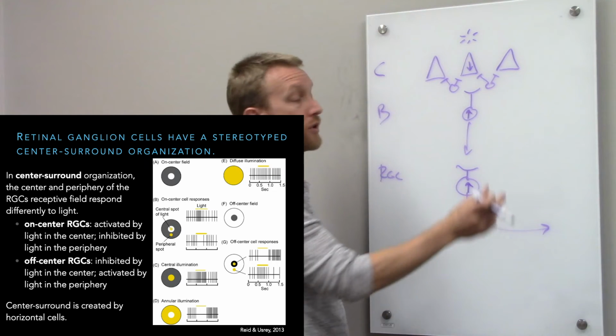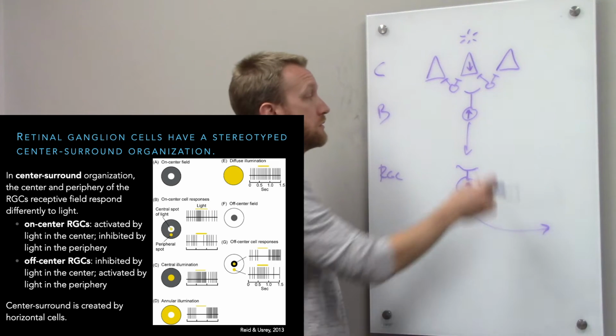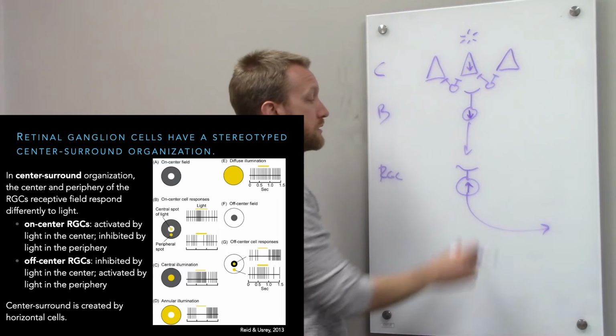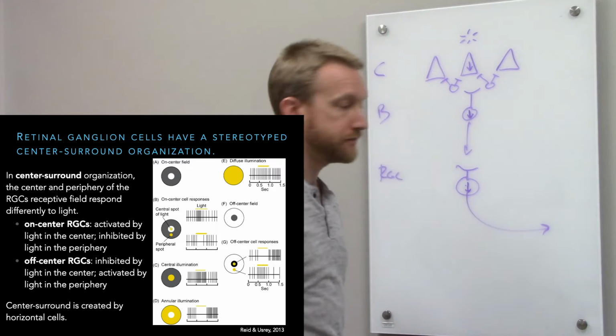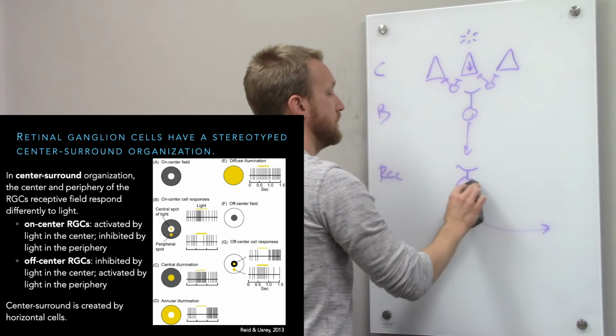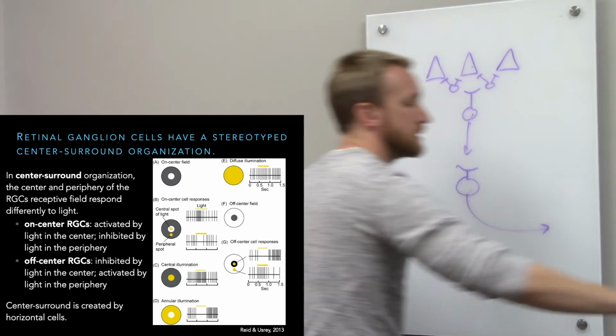Now of course, if this were an off bipolar cell, I'd get the opposite. If I spit out less glutamate, off bipolar cells aren't as active, retinal ganglion cells not as active. Okay. But let's just stick with on for the ease of comparing center and surround. So that's light in the center.